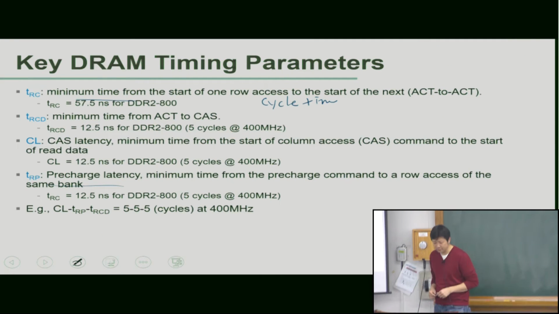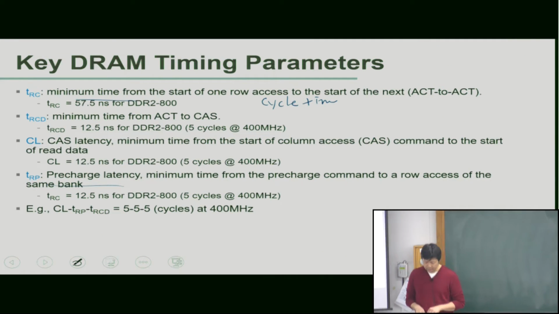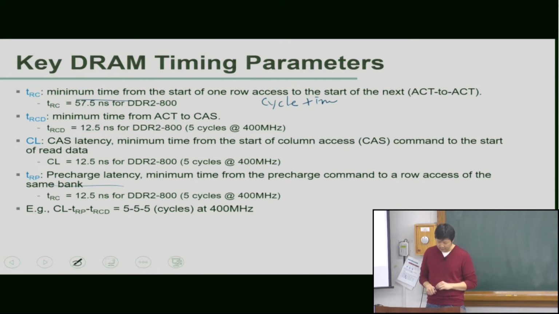So these are key DRAM timing parameters: TRC, RCD, column CAS latency, and pre-charge latency. And typical values, this is kind of generations old, like DDR2 800. It's from around 2010, about 8 years ago. So it's kind of old DRAM, but these are typical numbers: 12.5 nanoseconds for RCD, CAS latency is 12.5 nanoseconds, and pre-charge latency is also 12.5 nanoseconds. Okay.